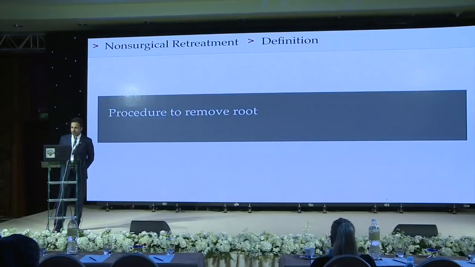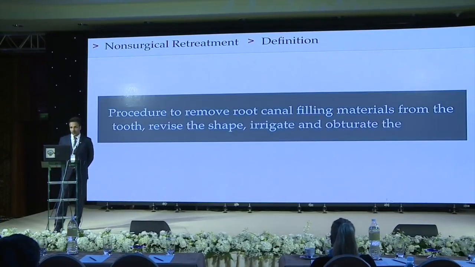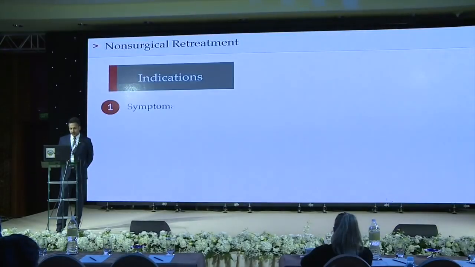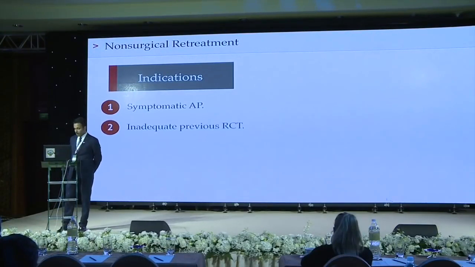Retreatment is probably the most popular way of dealing with previous root canal treatments. And what made it easier to do is the flexibility of gutta percha. It's easy to be removed, which is going to allow us to remove the gutta percha and clean the canal again. The indications for retreatments are symptomatic apical periodontitis, inadequate previous root canal treatment, or defective root canal coronal restoration for obvious reasons.